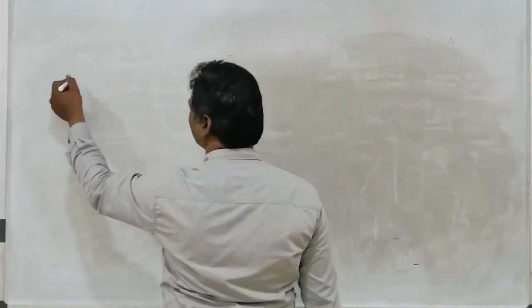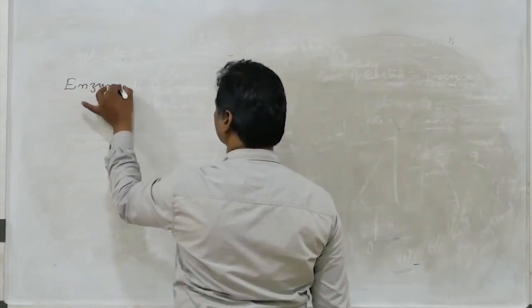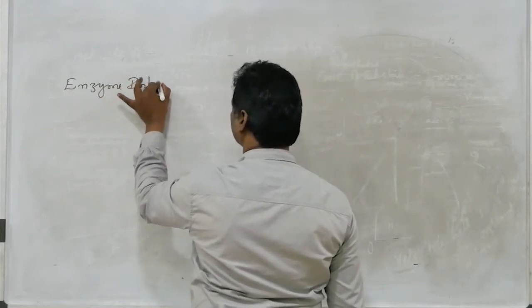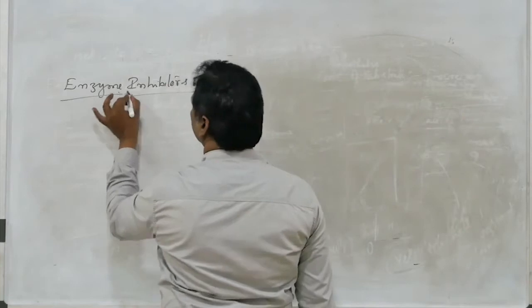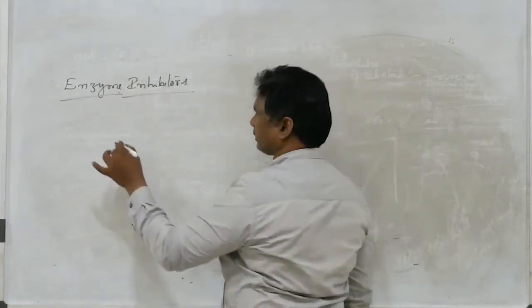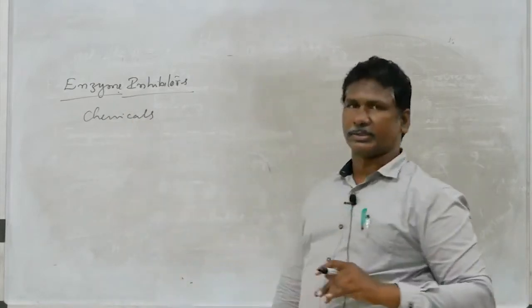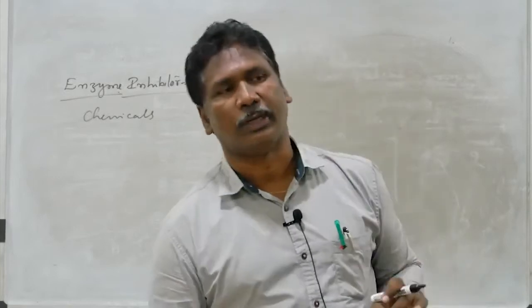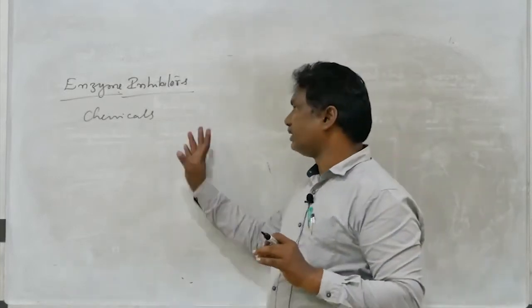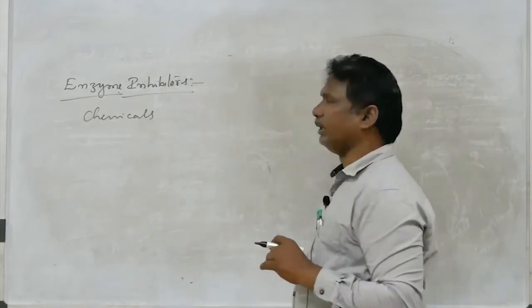Okay. So next, enzyme inhibitors. Some of the chemical substances inhibit, which means to stop the activity of an enzyme. Those are simply called enzyme inhibitors.